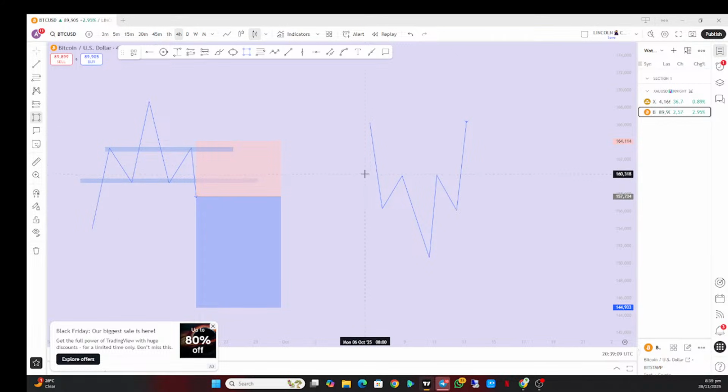So you have marked your neckline like this. You're expecting price to break the neckline, then you break and close, then you buy to the upside. But when price gets in here, you are expecting a break, but that doesn't mean that price must break.